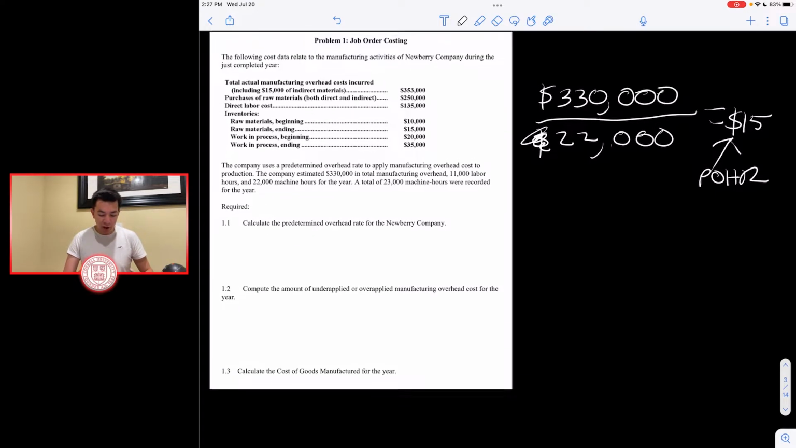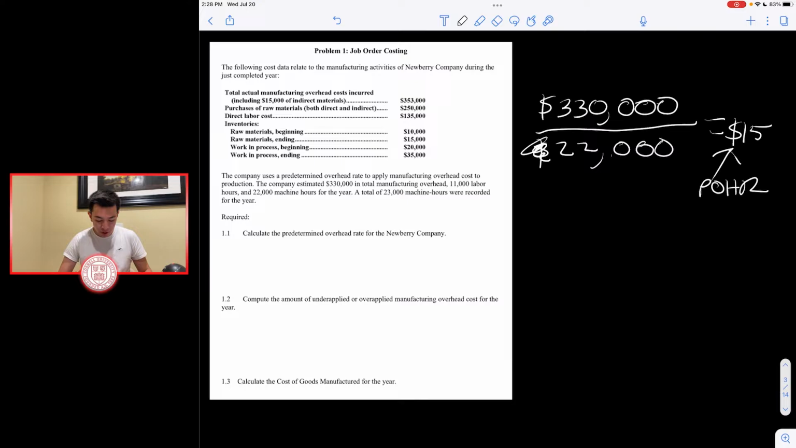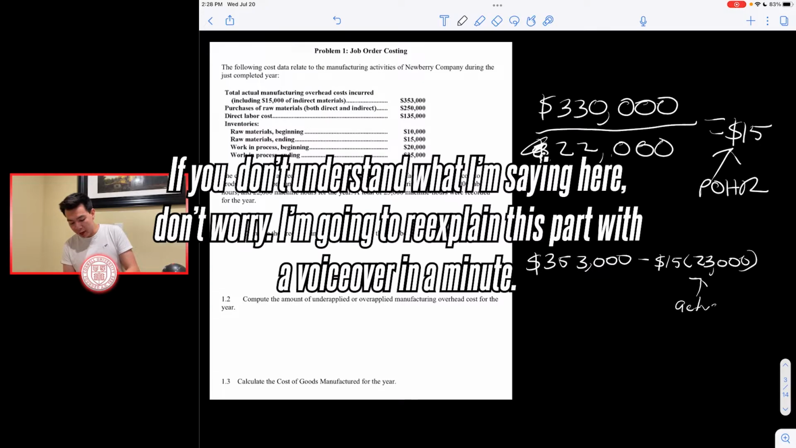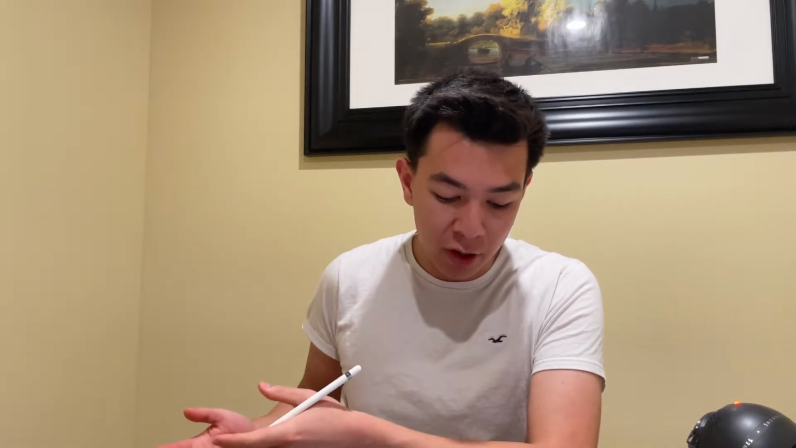Now it says compute the amount of underapplied or overapplied manufacturing overhead costs for the year. So what we're going to do is 353,000 minus 15 times 23,000 hours. So this is the actual amount of hours, and that's very important to understand. What we're doing is taking the actual cost figure minus that overhead rate times the actual amount of hours. Because at this point, when we're applying the manufacturing overhead costs, the period already ended. We know how many hours we incurred. We just don't know the cost.